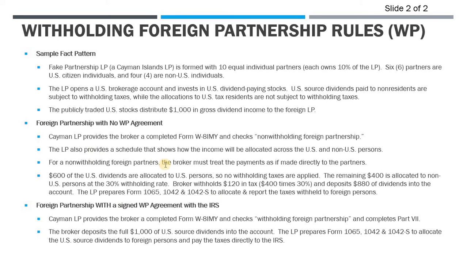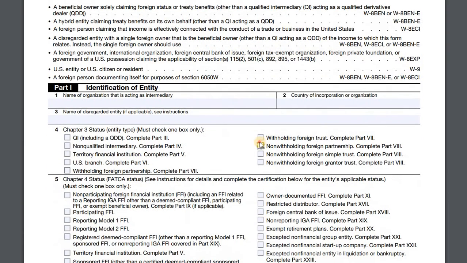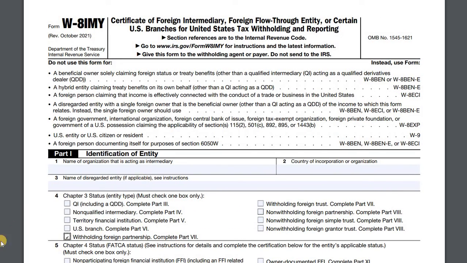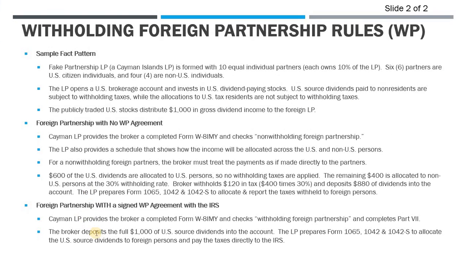Because they might need it to be able to claim foreign tax credits in whatever country they might live. Now, how does this change if we signed a withholding partnership agreement? Well, the Cayman Islands entity still completes a W-8-IMY, but in this case, with this little nuance, we would check withholding foreign partnership, because we have entered into a withholding agreement with the IRS. So now that we are a withholding foreign partnership, that's our Chapter 3 status, we would complete Part 7 of this withholding certificate.